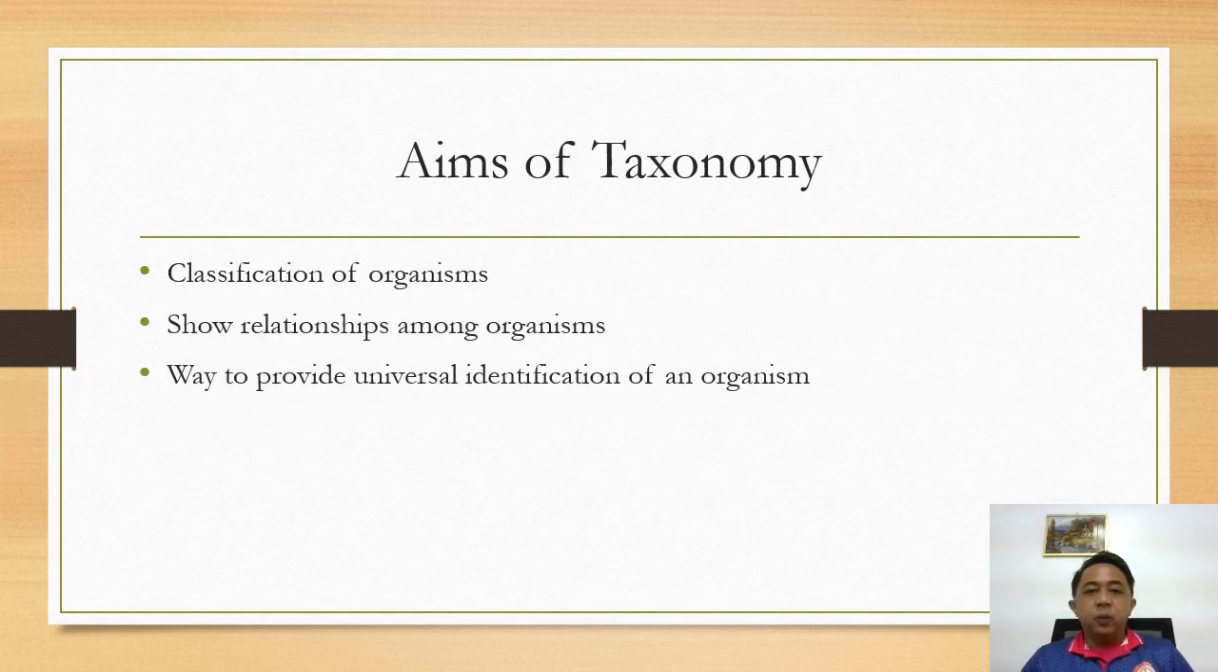Okay. Now, we are going to discuss also the different aims or goals of taxonomy. Okay? Our main goal or objective, our main focus, will be on the classification of microorganisms, followed by identifying and studying the relationship among those organisms. And the third objective is to provide the universal identification of a microorganism. Okay.